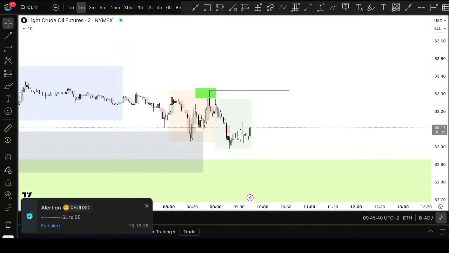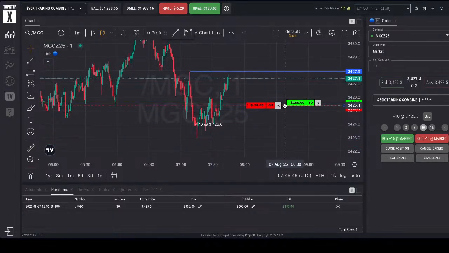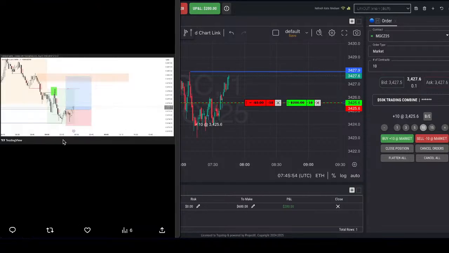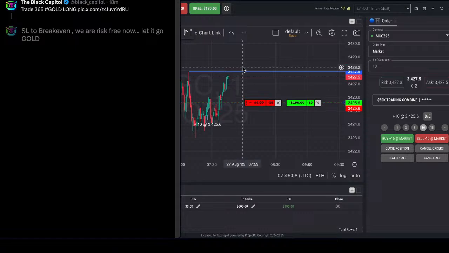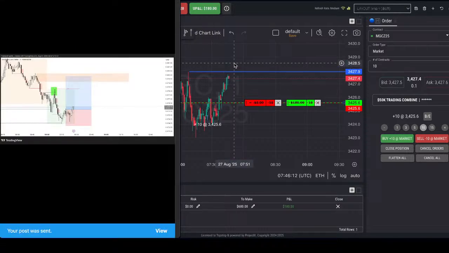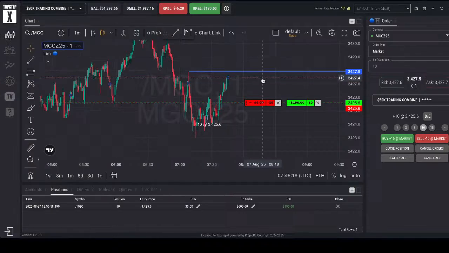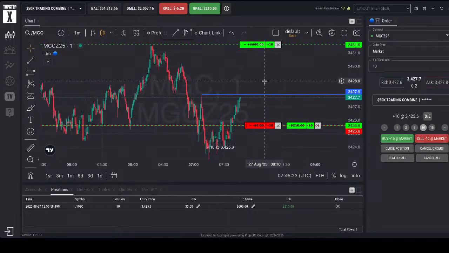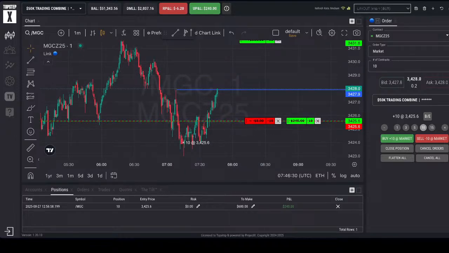Wonderful. Our price has reached here. Now we are just moving that up till here. We don't care about that. We are happy with it. This would be now SL to break even. We are risk free now. Let it go, gold. Let us see what's happening. So if anybody has any doubts or any queries they need to get solved, please let me know. I'd be happy to help you.